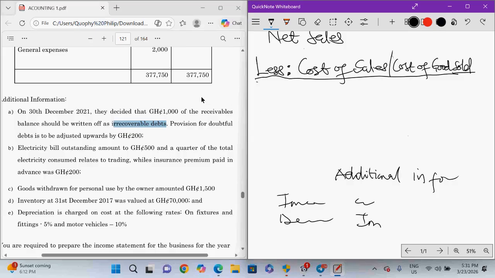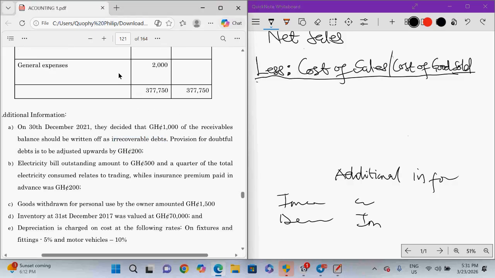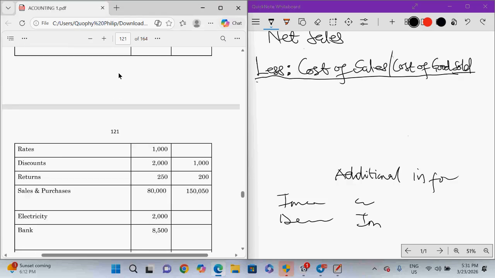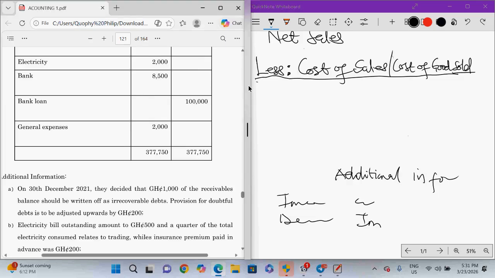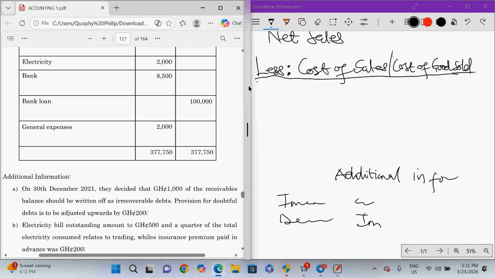You may be given provision in the additional information and provision in the trial balance. This table that you are seeing is called the trial balance table, right? That's why at the end of the day, the debit side is equal to the credit side. If you can remember, we did the trial balance. So you are given provision in the additional information, and then provision in the trial balance. So the difference will either be an increase or a decrease. Let's check and see if we've been given a provision.